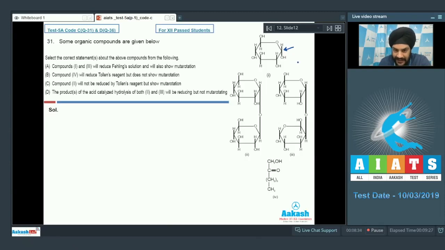Let us look at compound 3 now. So if you look at compound 3, the examiner has told us that it will be reducing in nature. So this is also correct, students. This will be reducing in nature.